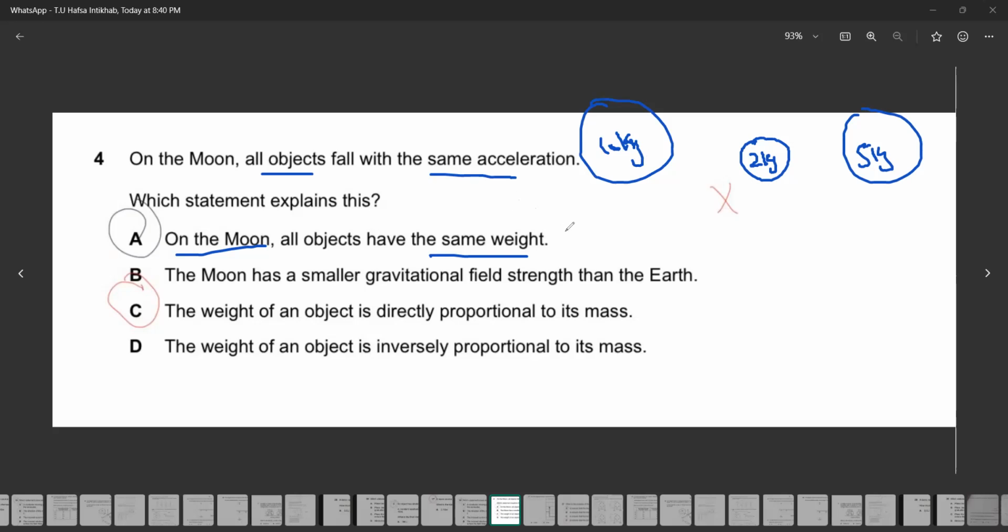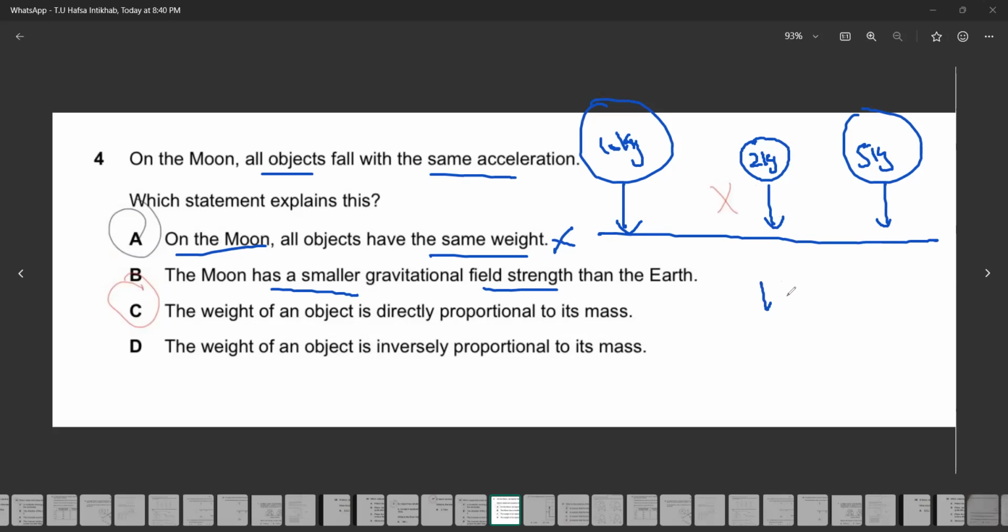So this statement is totally wrong, that objects cannot have the same weights. They will have different weights. The moon has a smaller gravitational field strength than Earth. That is also correct. But the question is which statement explains why, when we drop 10 kilogram, 2 kilogram, or 5 kilogram, all will hit the ground at the same time, or all will have the same acceleration.